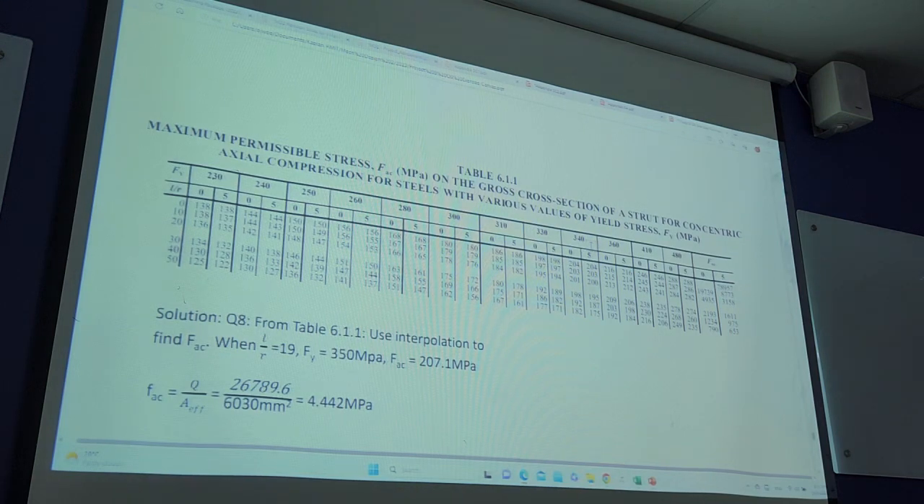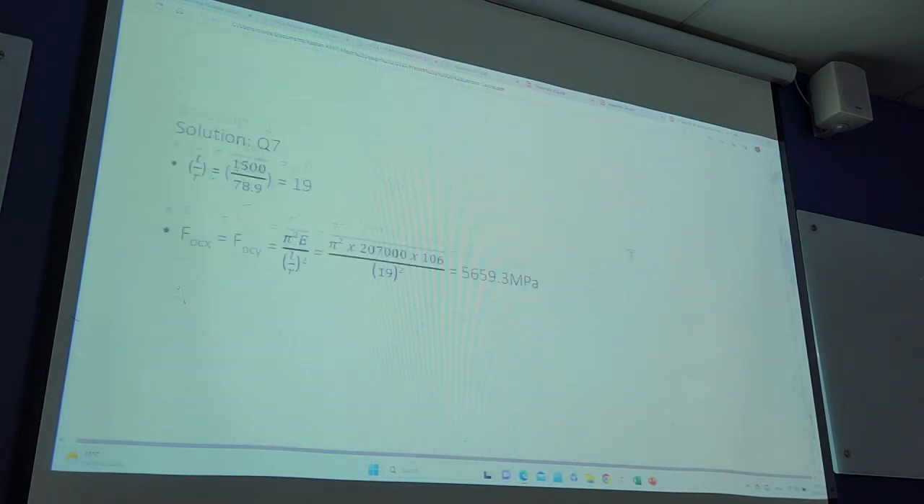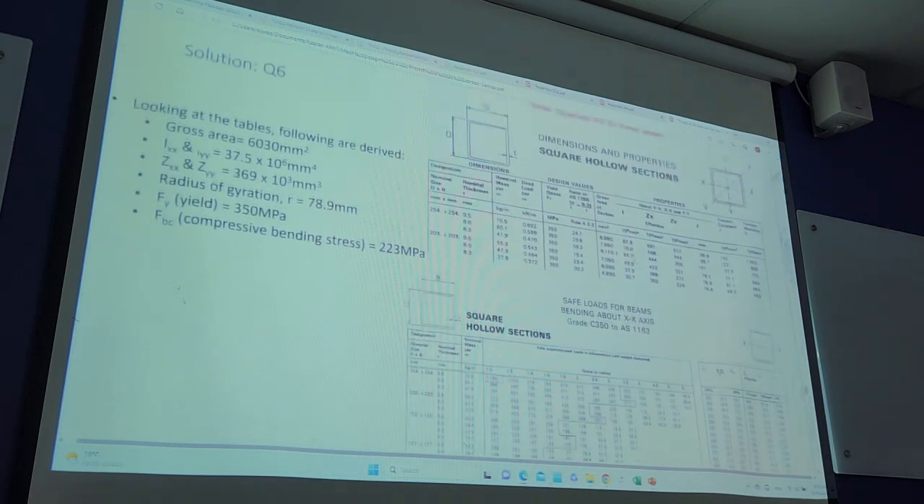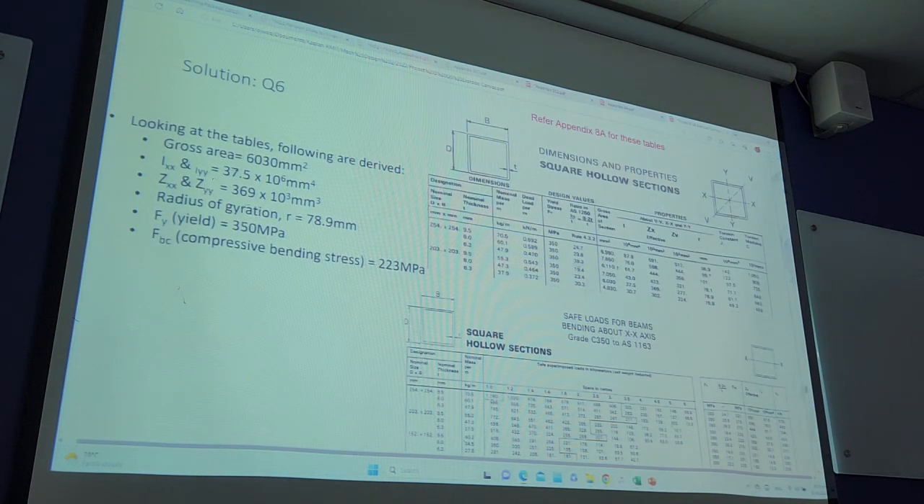Okay. And just now we mentioned this FAC, actual. So your Q is your mg, and then this is the effective area, 6030 mm squared. So where can you find these? 6030, right? Effective area.